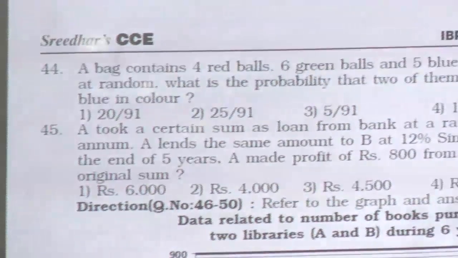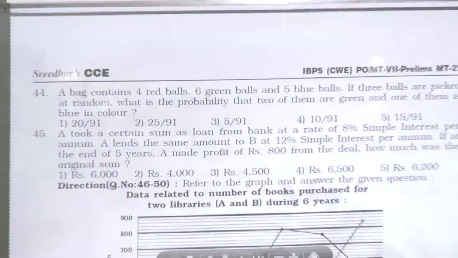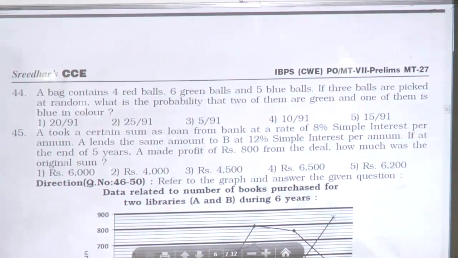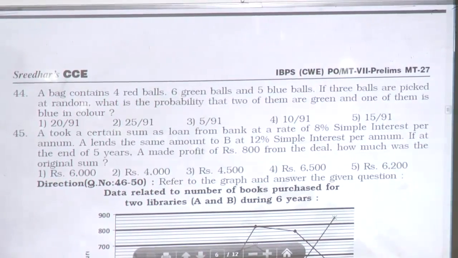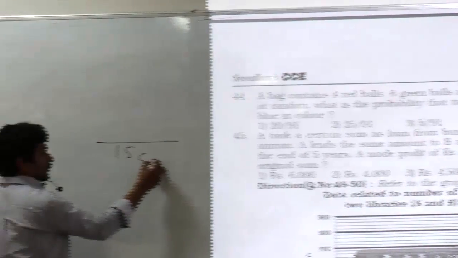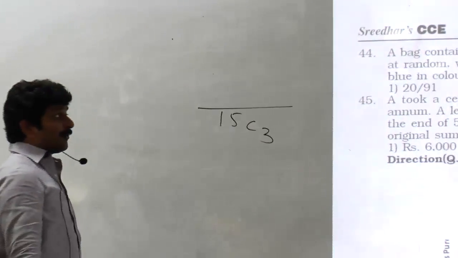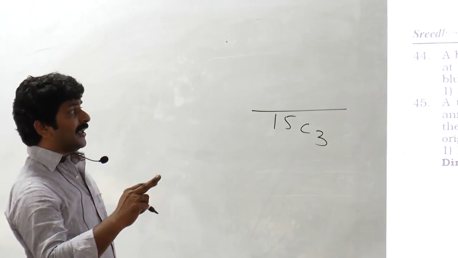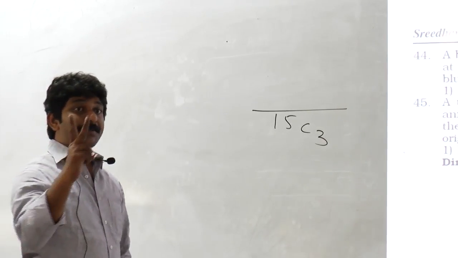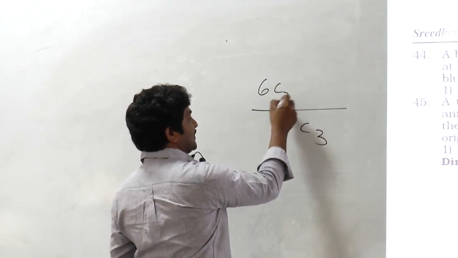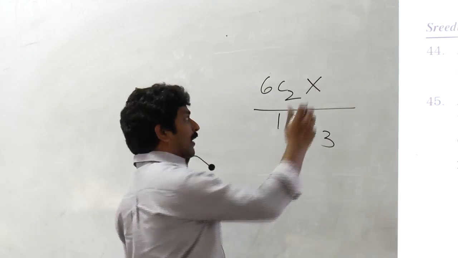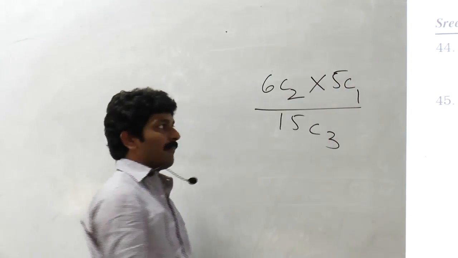Next, a bag contains 4 red, 6 green, 5 blue balls, total 15 balls. 3 balls are picked at random. What is the probability that 2 of them are green and 1 of them is blue in color? In how many ways can you select 3 balls out of 15? Right. And out of total 6 green balls, you are expecting 2 of them to be green and 1 of them to be blue. You are expecting 2 green balls out of 6, 6C2, and out of 5 blue you are expecting 1 blue, 5C1.